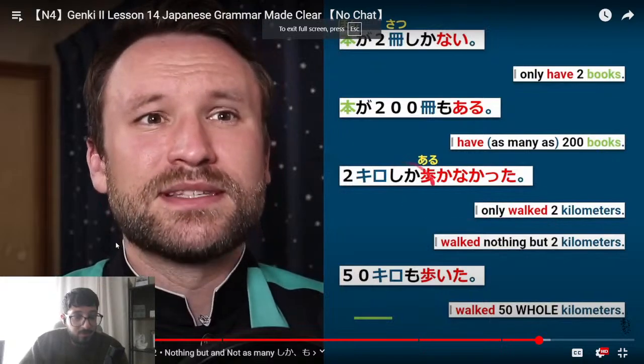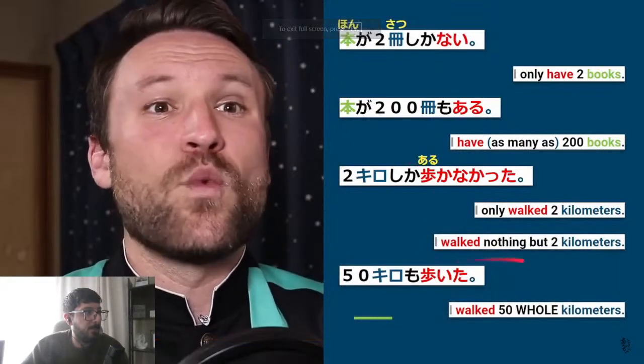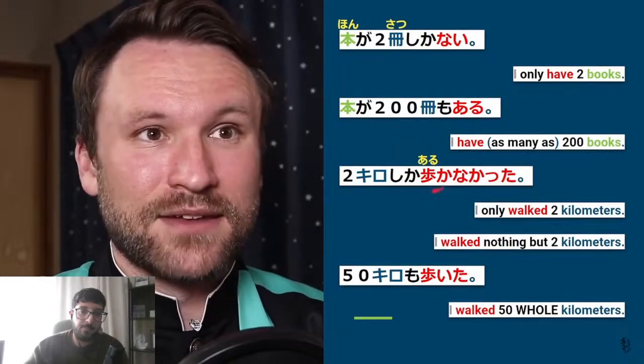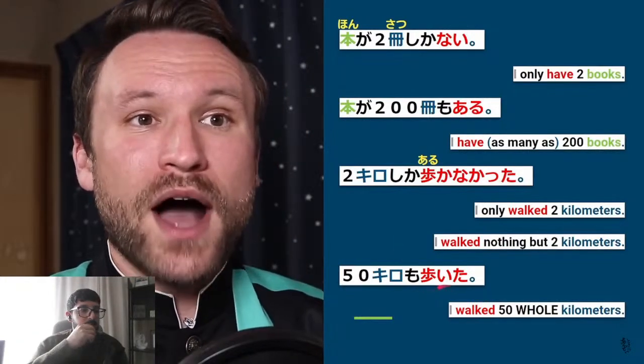Since you have to put them to use. This is a negative: I walked nothing but 2 kilometers. You need to have a negative with shika. 50キロも歩いた.